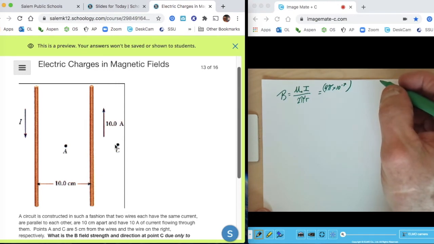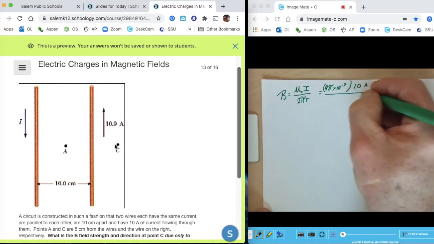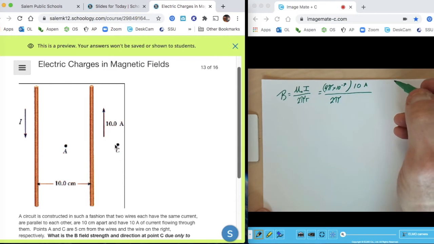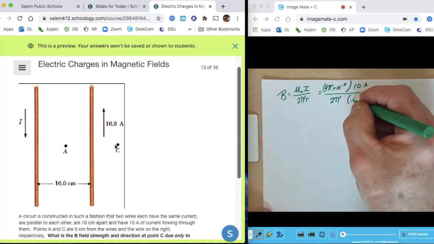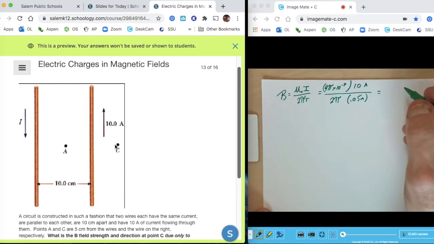The current, I have 10 amps of current. And then down here I've got 2 pi times the distance from the wire. Points A and C are 5 centimeters from the wire on the right. So 5 centimeters, 0.05 meters. That will give you the B field at the point C right here. And it's going to be some number. I'm not going to sit here and pound the calculator for you. You guys are good at that. So you're going to have some number, and that's the answer to this one.